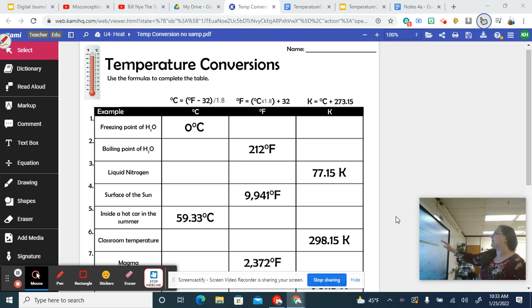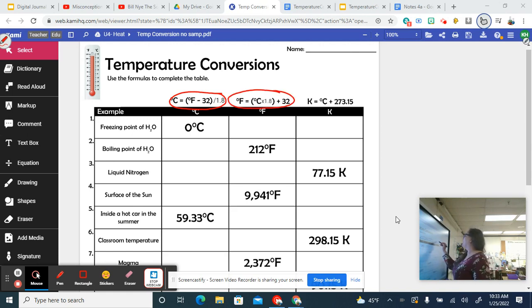First, up here at the top of the page, you have each of your formulas. I just want to point that out to you, and do notice the parentheses. You do need to hit enter or equals on your calculator before you go on to the next step, because otherwise you won't get the correct answer.